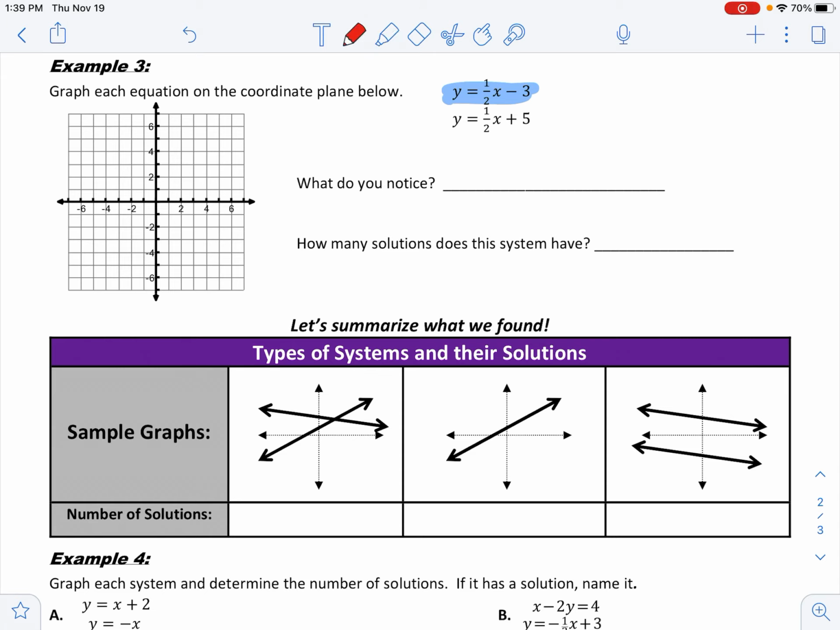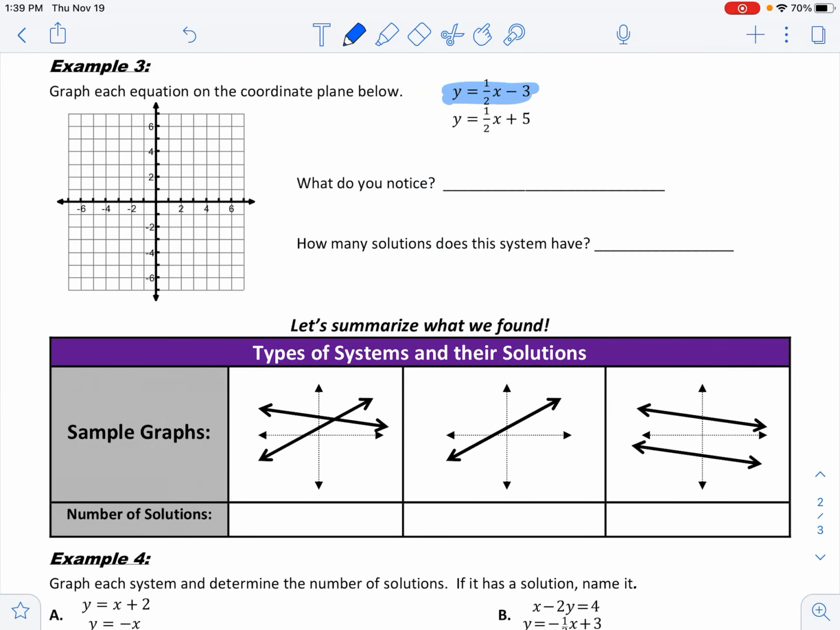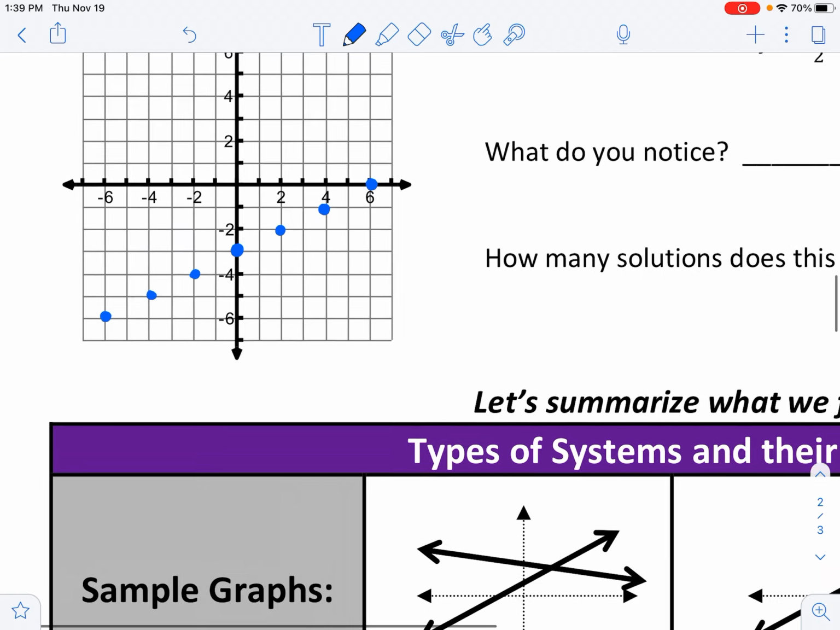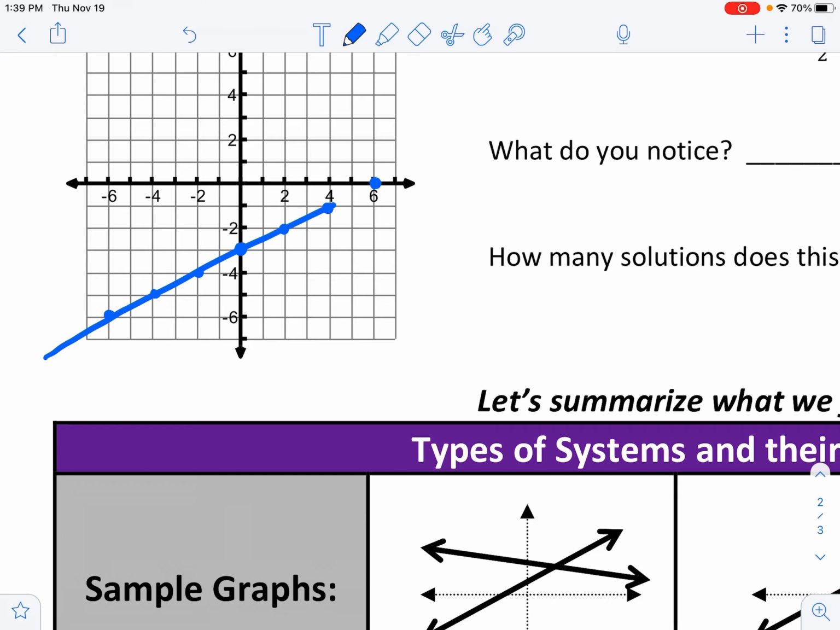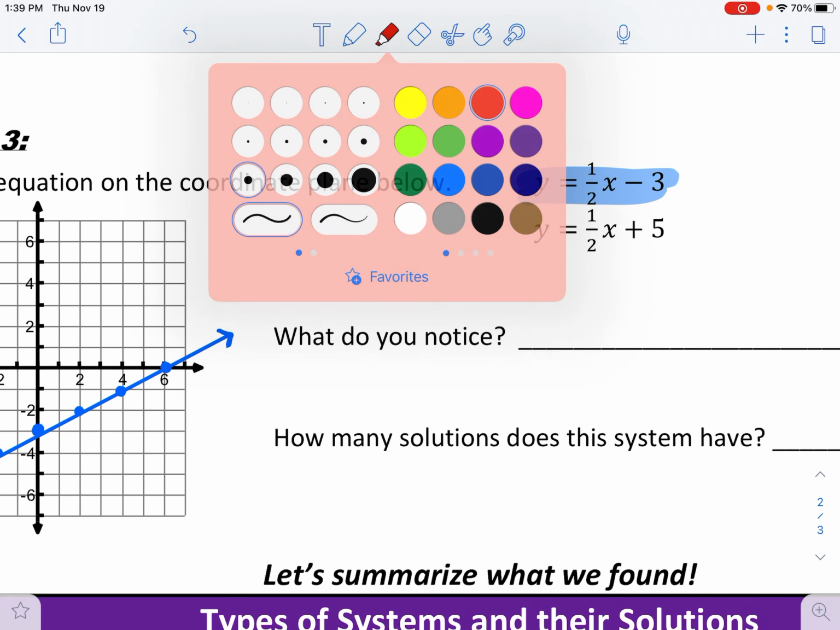Okay, next one. Graph each line. So I'm going to graph this line first. y equals 1/2 x minus 3. So y-intercept of negative 3, and a slope of 1/2. Up 1, over 2. Up 1, over 2. Down 1, left 2. Down 1, left 2. Go ahead and connect those points to form your straight line.